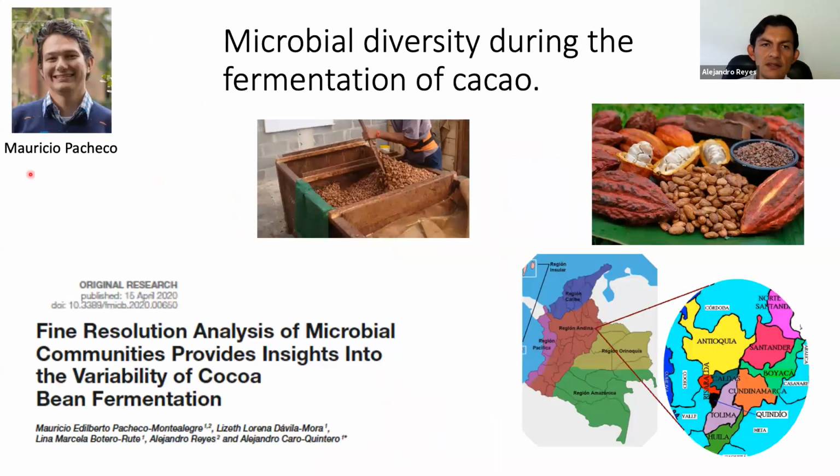A different study, switching topics quite a bit, is this one here about the microbial diversity during the fermentation of cacao. This was performed by Mauricio Pacheco in the lab, and this is also very important for the country, because in Colombia, as we grow coffee, we're beginning to grow cacao to make high quality cacao. So we went to different regions, in particular here Santander and Antioquia, to sample cacao beans during the fermentation process. So in these boxes, you can see the mixing of the box during the cacao fermentation.